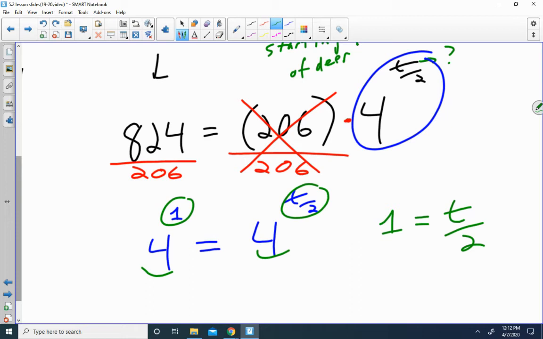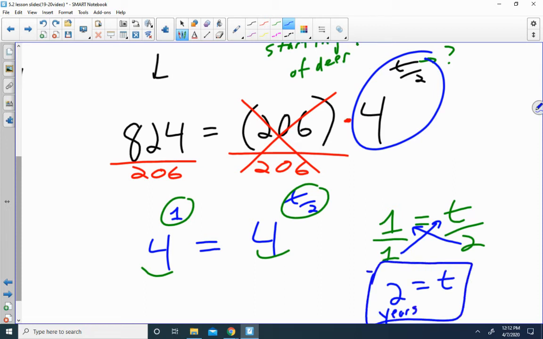So for the 1, rewrite it as just 1 over 1, cross multiply. 2 times 1 is 2, 1 times t is t. So it's going to take the deer 2 years to quadruple their population. Piece of cake. All right, one last example.